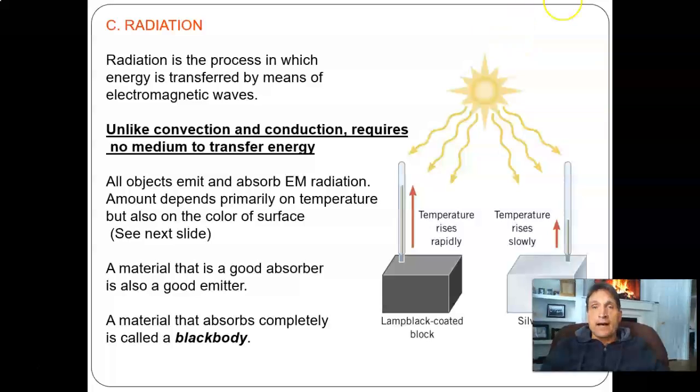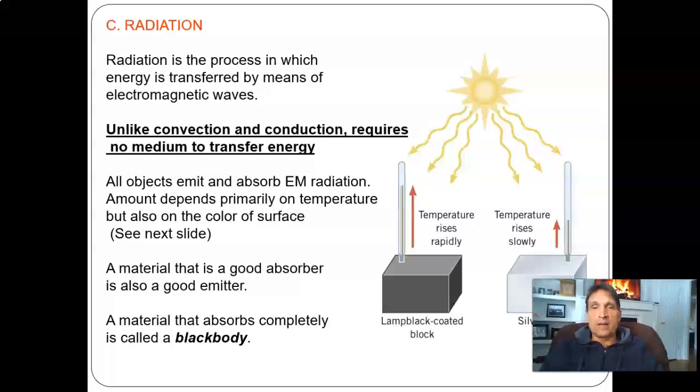And every body, the Sun, the Earth's surface, the atmosphere, each of us, emits electromagnetic radiation. Now, the amount of this radiation that a body emits depends primarily on temperature, we'll see in a bit, and it also depends on the color of the surface.